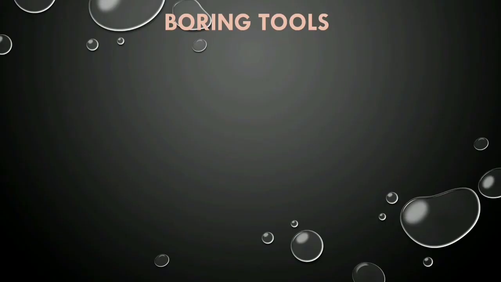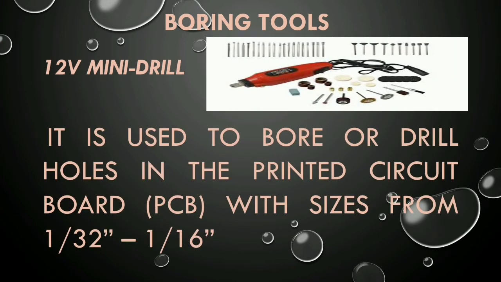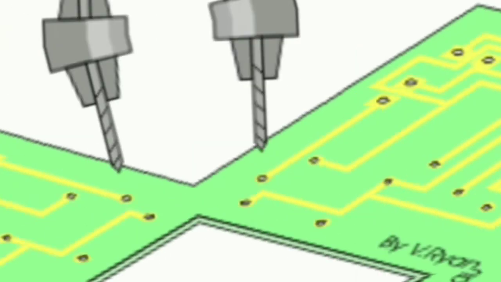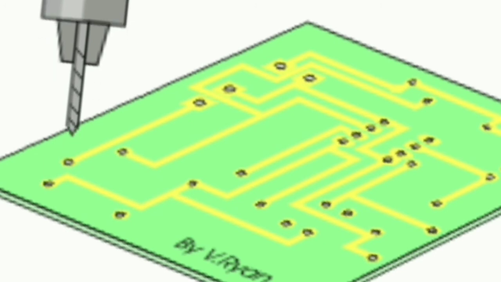Next tool is the boring tools. Under boring tools, meron tayong 12 volts mini drill. So ito example ng mini drill. So it is used to bore or drill holes in the printed circuit board with sizes from 1/32 inch to 1/16 inch. So ito ang common na ginagamit sa electronics para magbutas ng tinatawag natin na PCB, kung saan dito nilalagay ang mga components para makabuo tayo ng circuit.